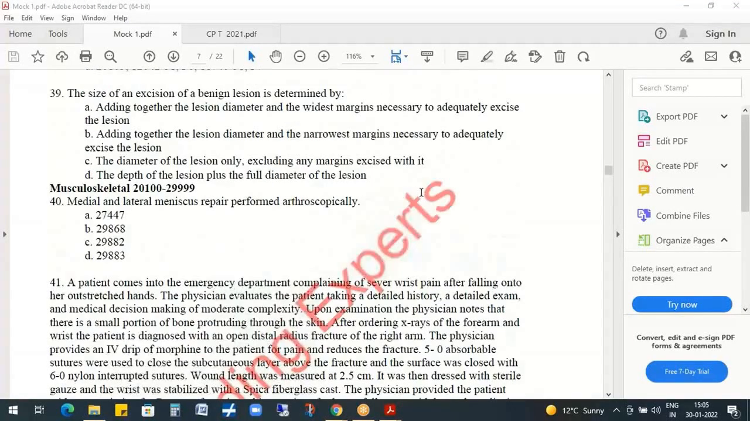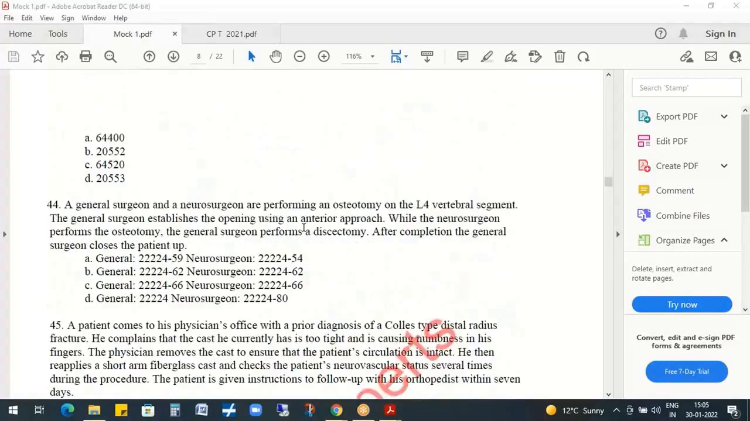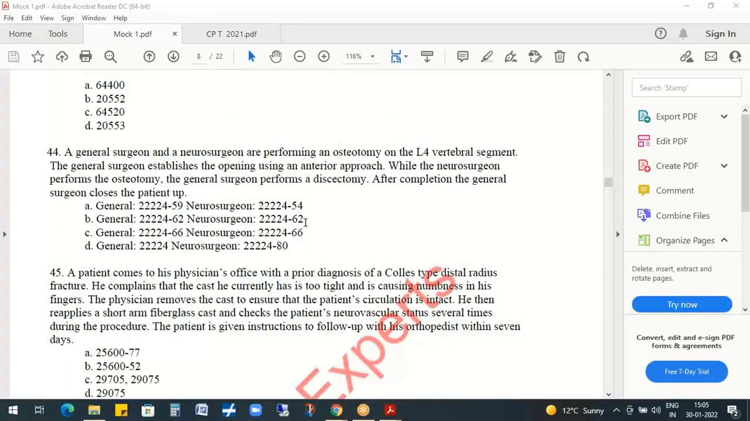Sir, can you explain the 44th question now? 44. See here. What is the use of the 80 modifier? Assistant surgeon. What is the use of the 62 modifier? Two surgeons are involved in the procedure. Yes, sir?